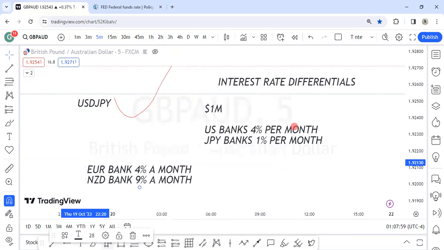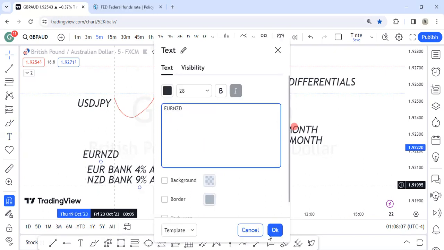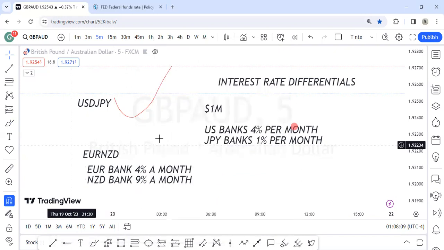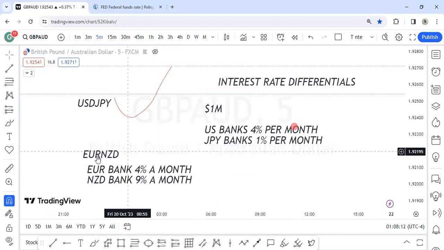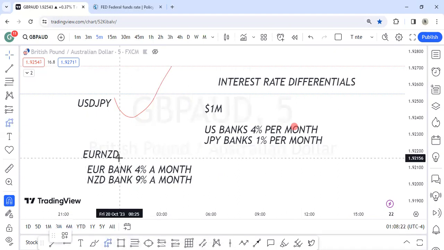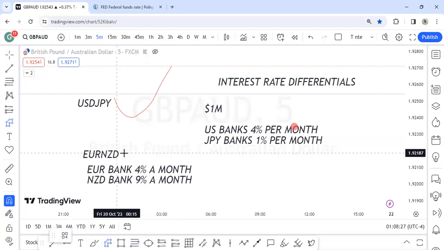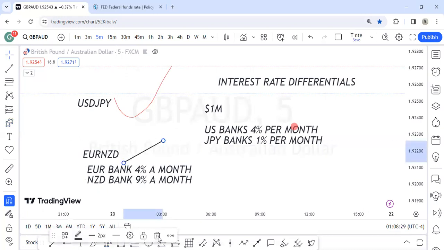Euro Bank is giving this, and now you see a currency pair that looks like this, a pair like Euro NZD, right? Which direction do you think the pair will go? Euro Bank is 4% a month, while NZ is 9% a month. What direction do you think it will go? Obviously bearish, right? Because the Euro Bank is less than the NZD Bank. So the direction of this pair will be bearish. The interest rate between these two pairs was negative, so it was negative movement.